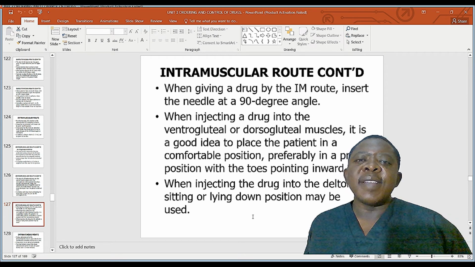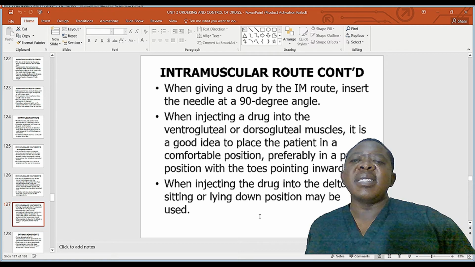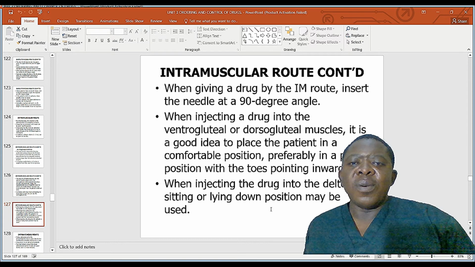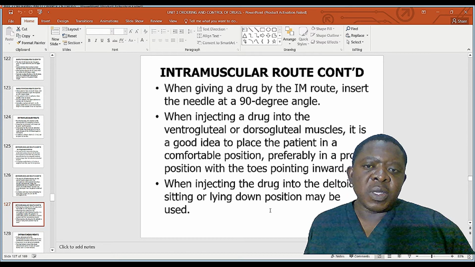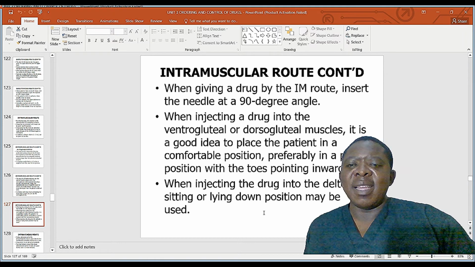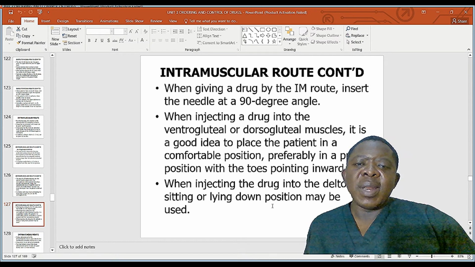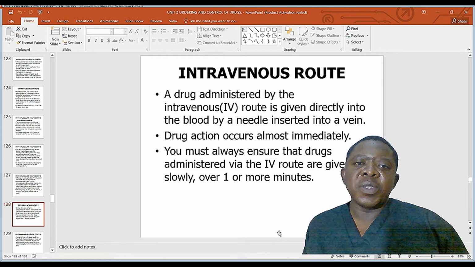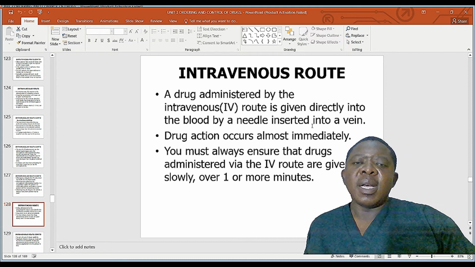When giving a drug by the intramuscular route, insert the needle at a 90 degree angle. When injecting a drug into the ventrogluteal or dorsogluteal muscle, it is a good idea to place the patient in a comfortable position, preferably prone with the toes pointing inwards. When injecting into the deltoid, a sitting or lying down position may be used. Let us now look at the intravenous route of drug administration.